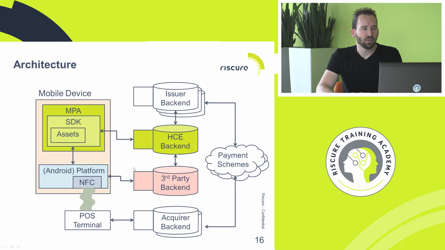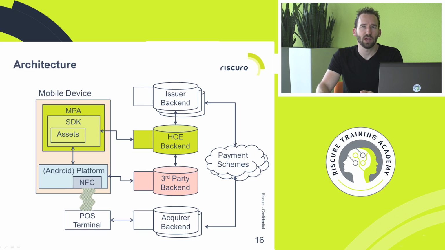The architecture of a general HCE style environment is as indicated here. We have a mobile device, which in this case is running Android. It contains a mobile payment application, within it a number of different components, which we will get back to in the next slides. The mobile device communicates with a point of sale or a terminal. This terminal is connected to the acquirer backend, which in turn is connected to the payment schemes, and the payment schemes are then connected to the issuer, which provides the application for the mobile device.